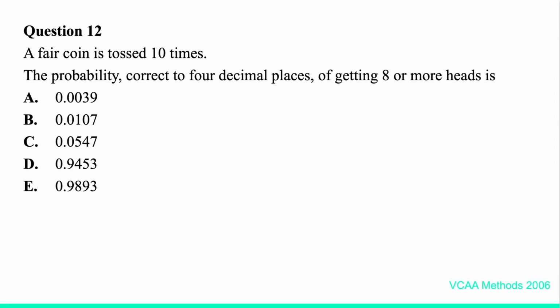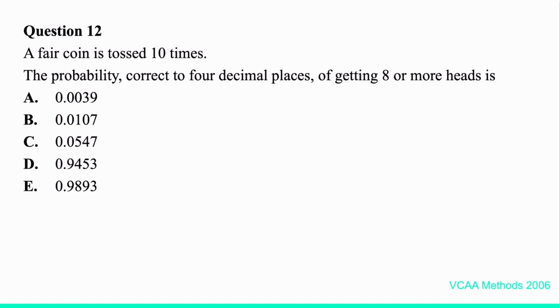Good morning, everyone. We're going to start with question 12. A fair coin is tossed 10 times. The probability correct to 4 decimal places of getting 8 or more heads is. This is from the VCAA methods exam. So take a moment now, please pause the video and try to complete this question.